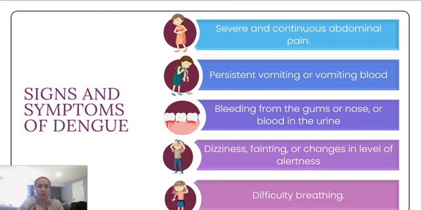Warning signs. Seek immediate medical attention. These signs generally appear when the fever subsides, between the third and the seventh day. Severe and continuous abdominal pain, persistent vomiting or vomiting blood, bleeding from the gums or nose or blood in the urine, dizziness, fading or change in level of alertness, lethargy, irritability, difficulty breathing.